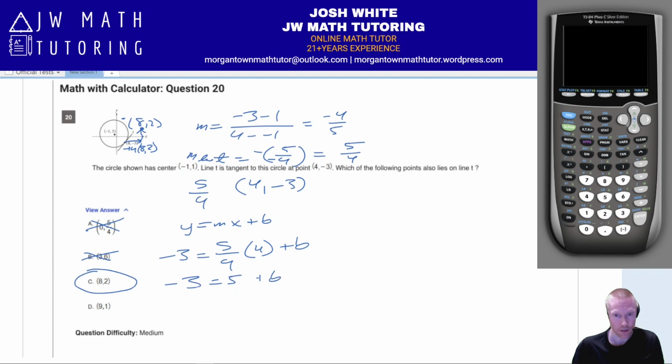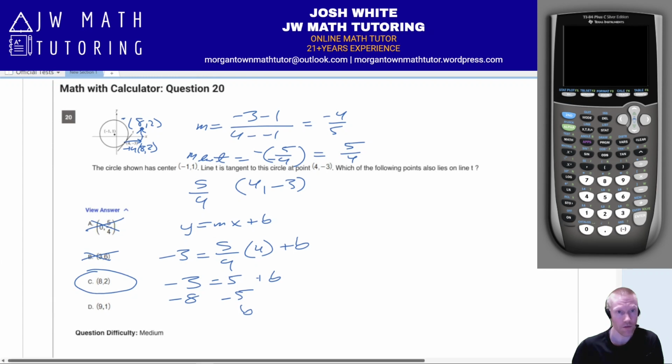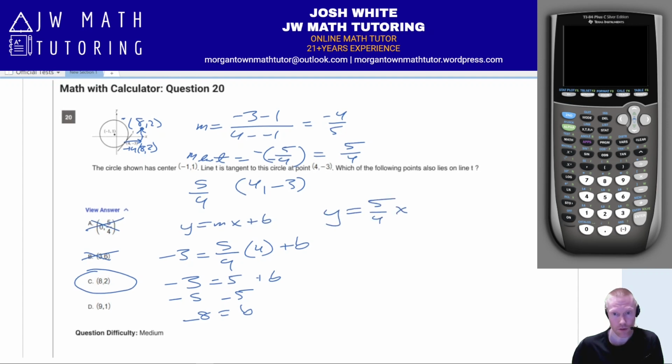So if we go ahead and do that, the 4's will cancel out. We should get b equal to, that should be a 5 in the subtraction, -8 as the overall value. Okay, b equals -8. So the equation of this line is y equals 5/4 x minus 8. Now what you could do is take the x value, plug it in, multiply it out, and see, do I get the corresponding y value for the answer choices? So 5/4 times 8 minus 8. 4 goes into 8 2 times. 5 times 2 is 10. 10 minus 8 is just 2. So when x is 8, y is equal to 2. That matches answer choice C.